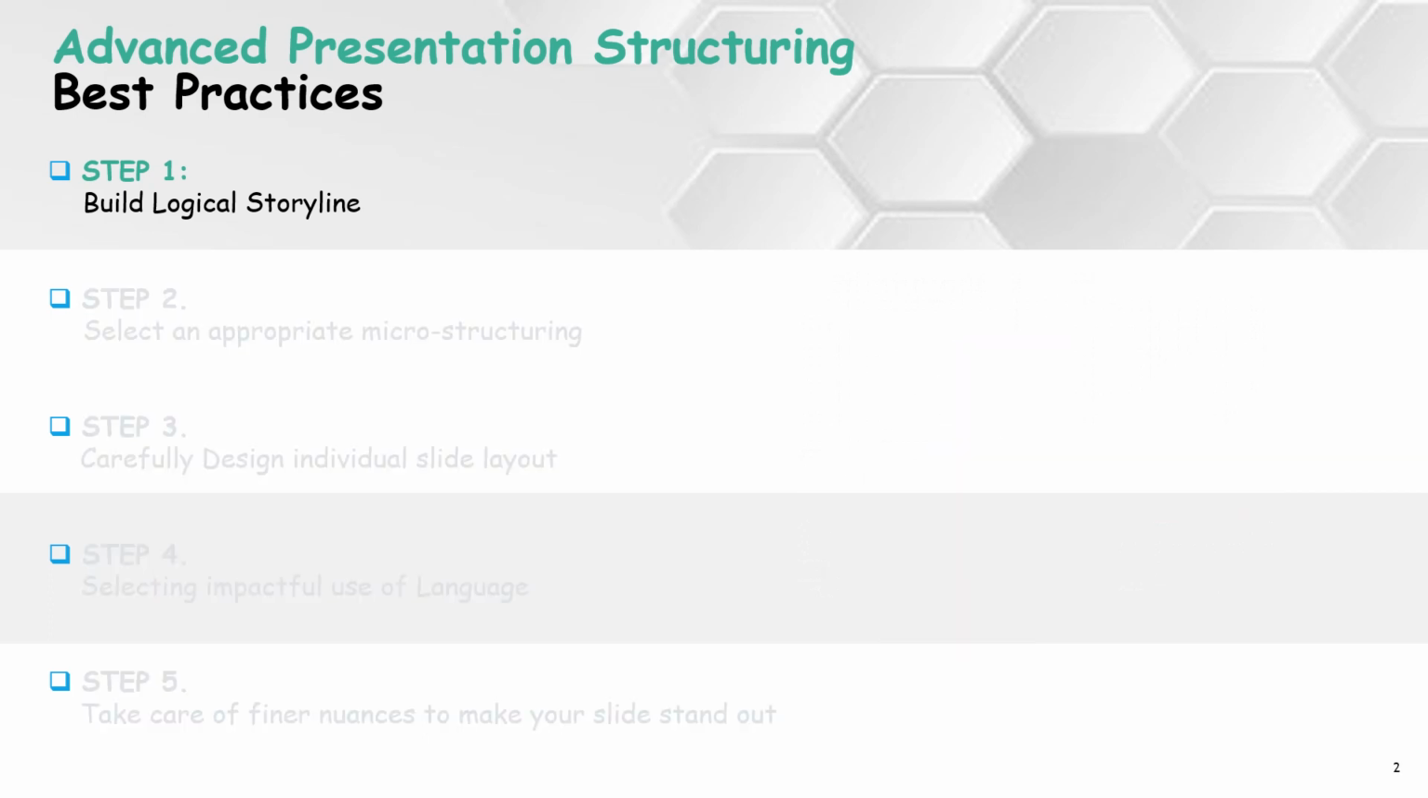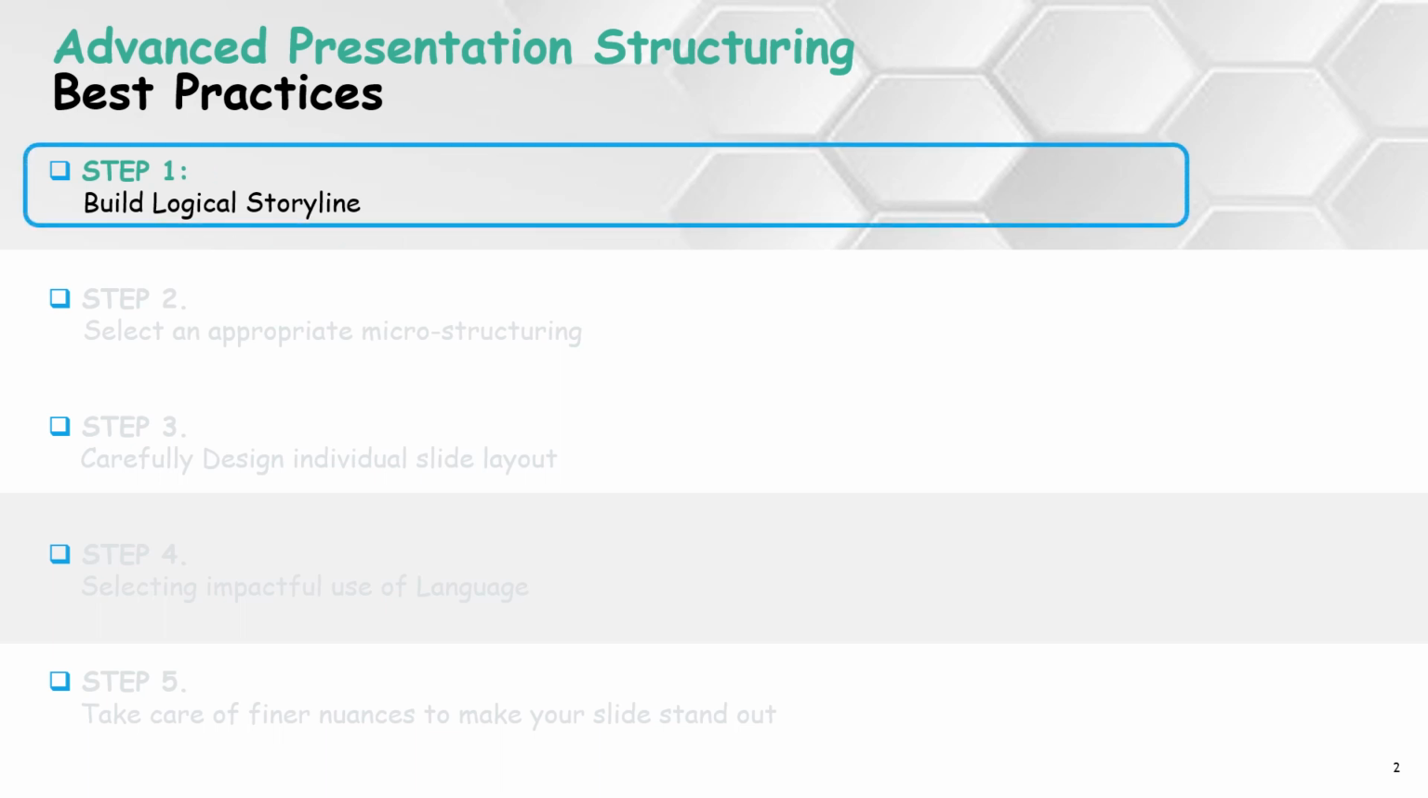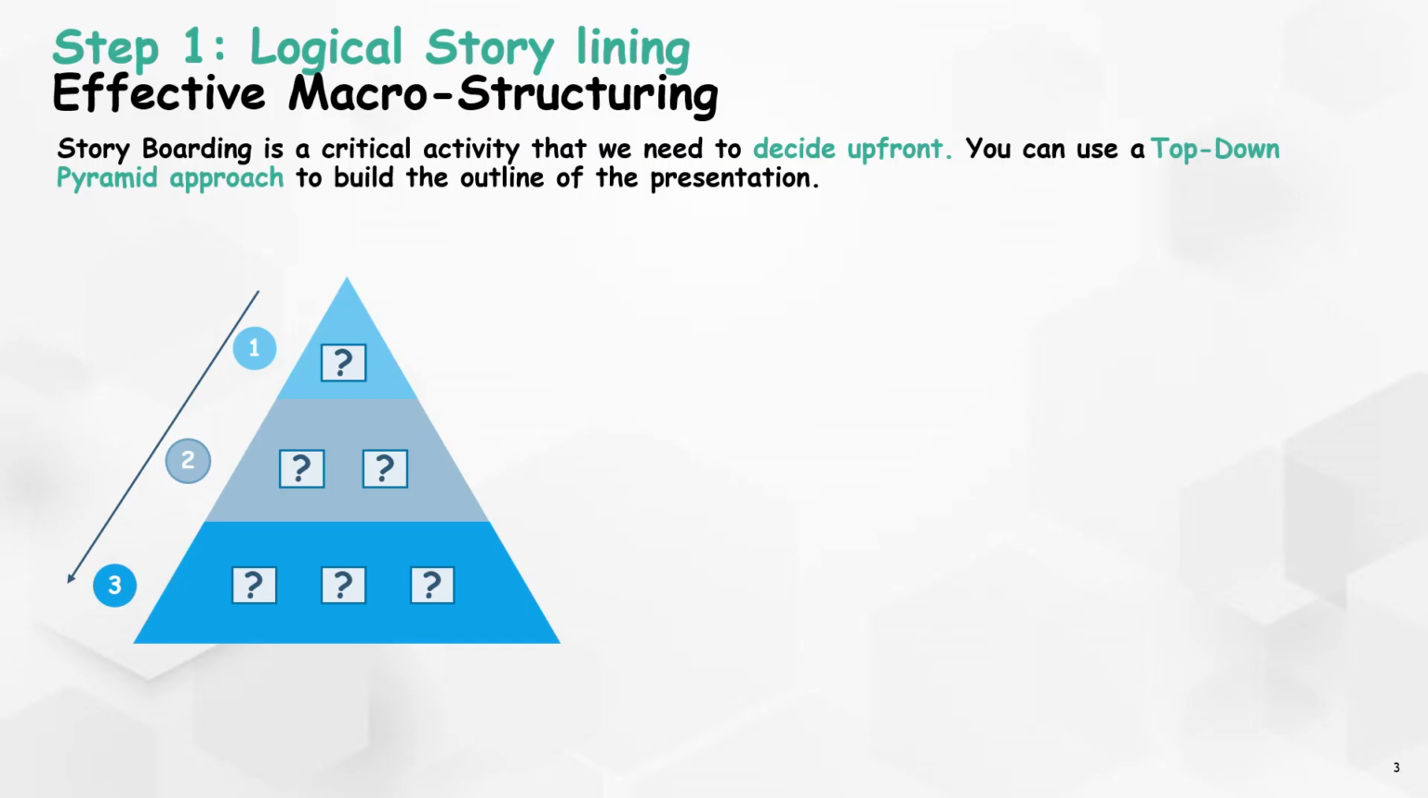Step 1. Step 1 is mainly to build a logical storyline. Now, what does it comprise of? So, this logical storylining, also known as macrostructuring, is all about storyboarding, which is a very critical activity that you need to decide upfront, right when you think about making your presentation. You can follow a top-down pyramid approach, which you can see in this slide, to build the outline of the presentation.